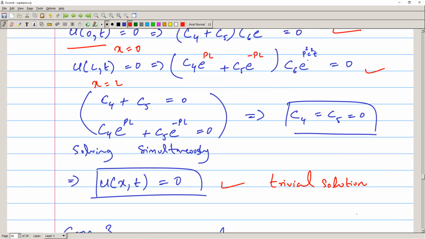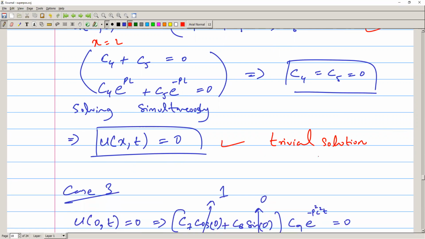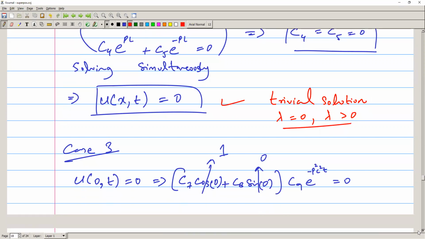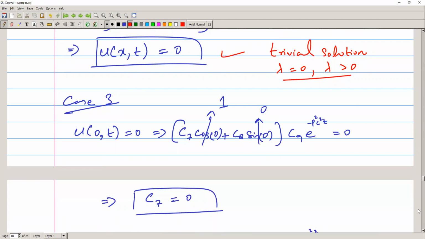So in case 1, also we have a trivial solution when lambda is equal to 0 and when lambda is greater than 0. So in both cases, we found the trivial solution. But we need a non-trivial solution, right? To express the temperature, that is u of x comma t, right? In terms of some function.